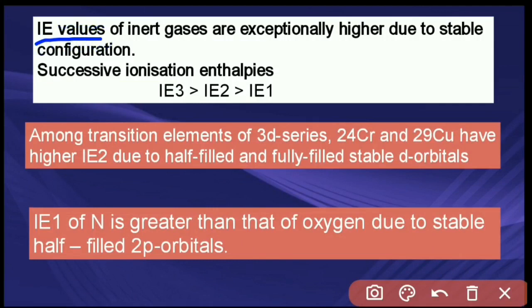Ionization enthalpy of inert gases is exceptionally high due to the stable configuration. It means the valence shell electronic configuration of inert gases is complete and it is very difficult to remove one electron from its valence shell.